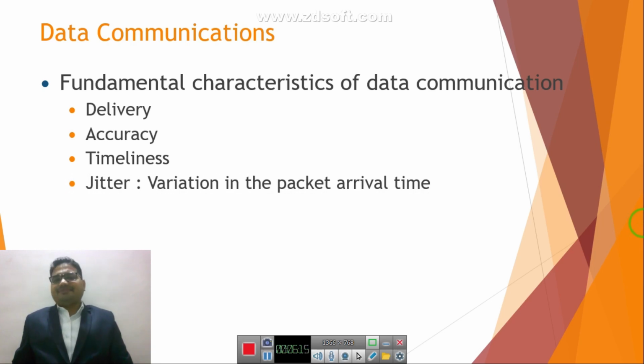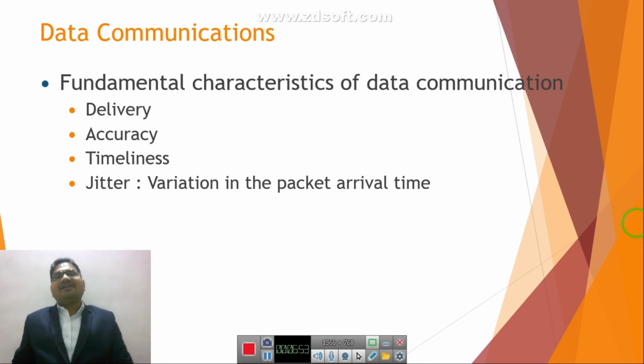Next, it is jitter. What is jitter? Basically, variation in the packet arrival time, or we can say variation in the delay of the packets that have been received. Suppose 5 packets are produced by the sender, by the source. Each packet has some delay. Suppose the 5 packets have a delay of 5 milliseconds. Then they are going to reach the destination with a constant delay of 5 milliseconds.